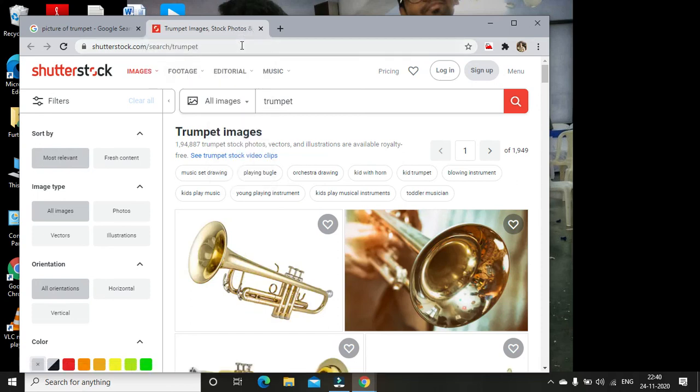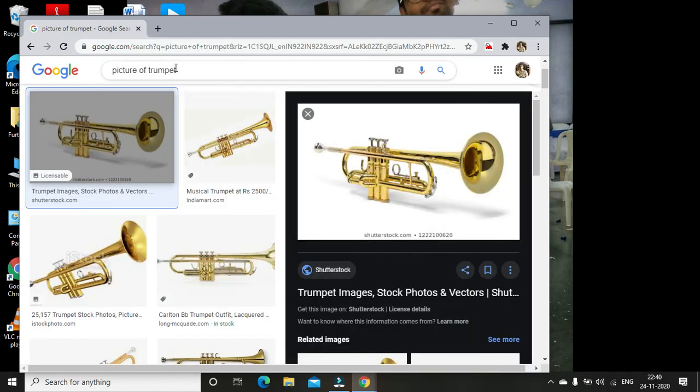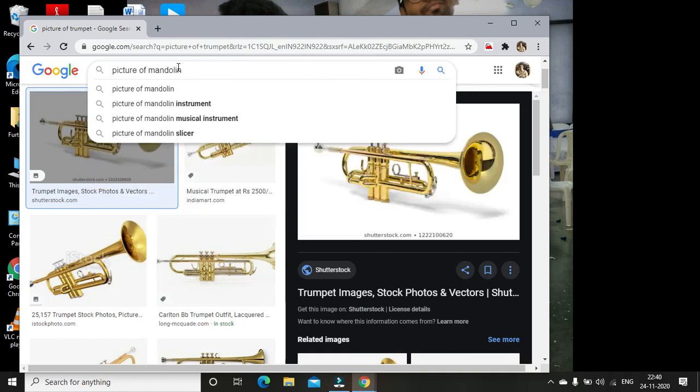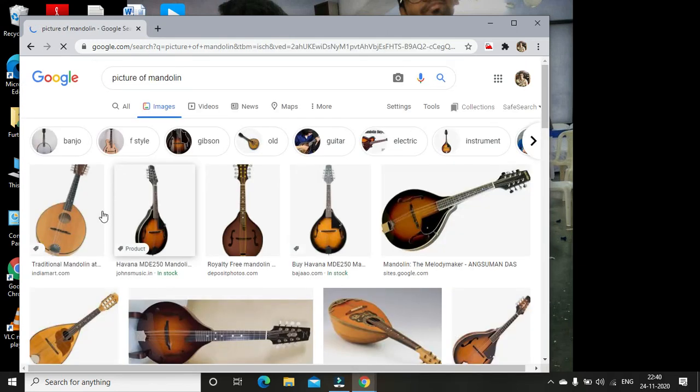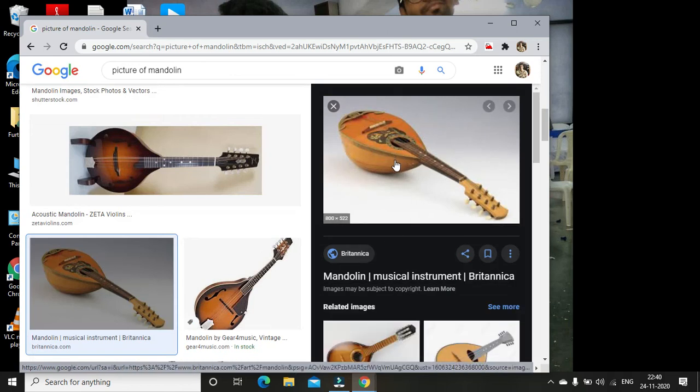Okay, then the next one is the picture of the mandolin. Okay, see, this is a mandolin. Generally, you don't have people playing mandolins in India. You have them in Spain and those areas. So this is how a mandolin looks. It's more like a guitar, but the shape is different.